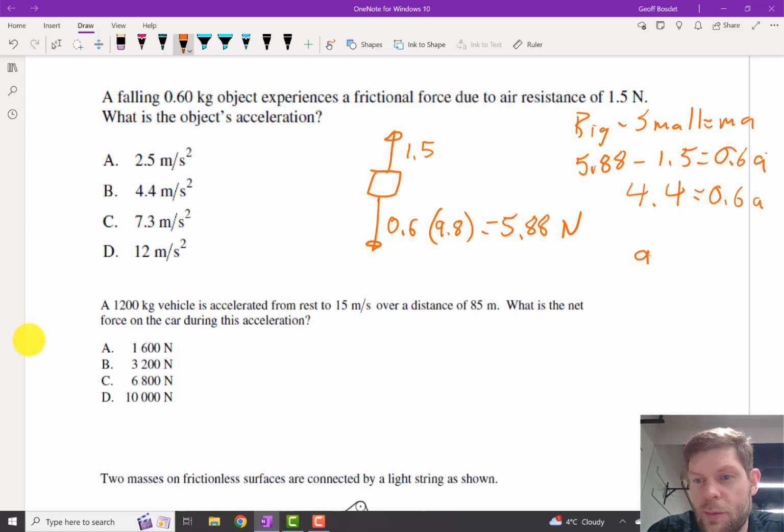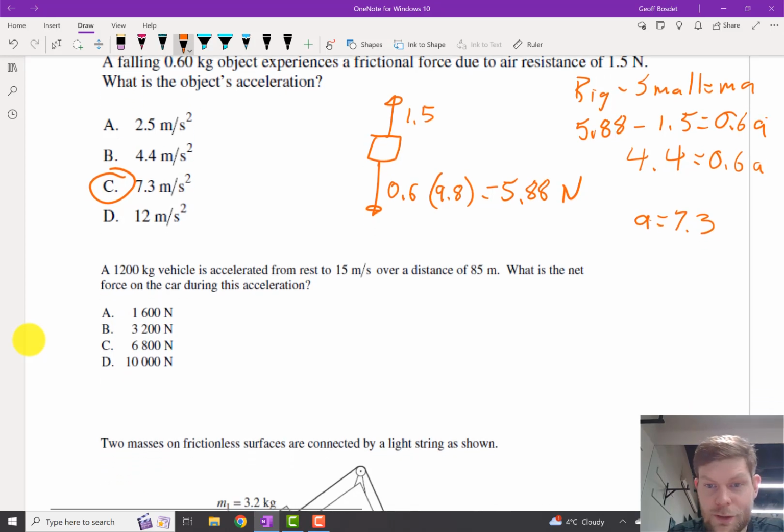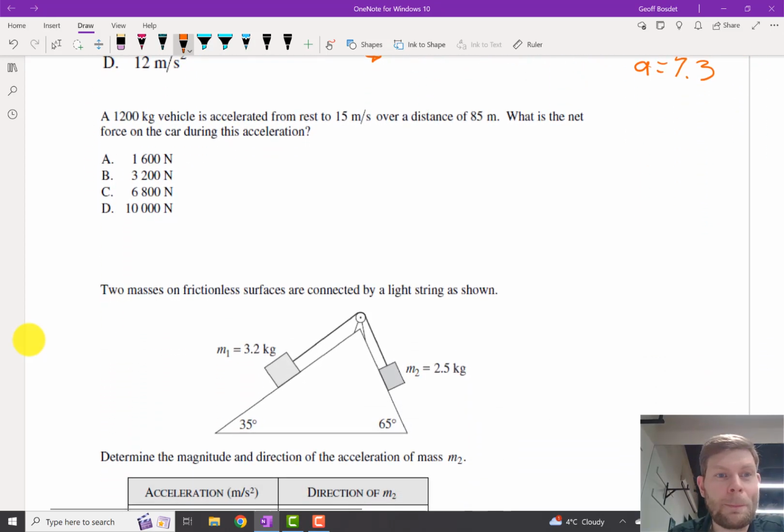A is the same as 44 divided by 6, which would be 7.3, and we are done with that one. On to the next one.